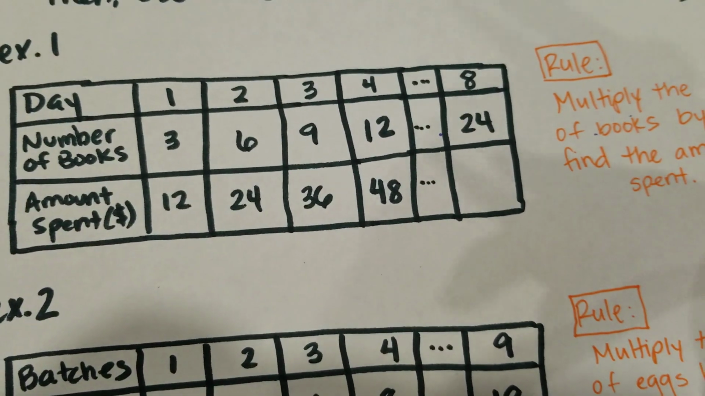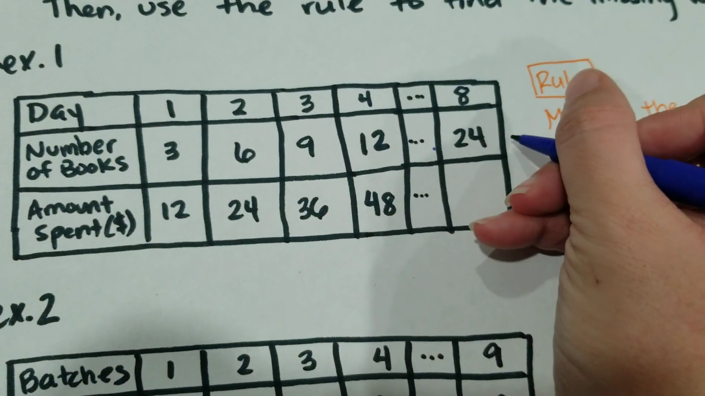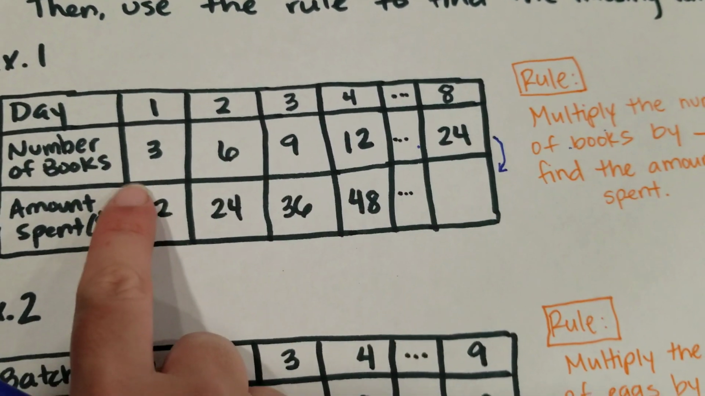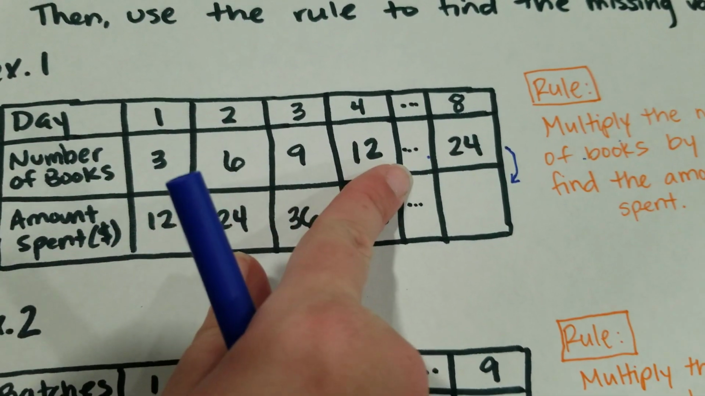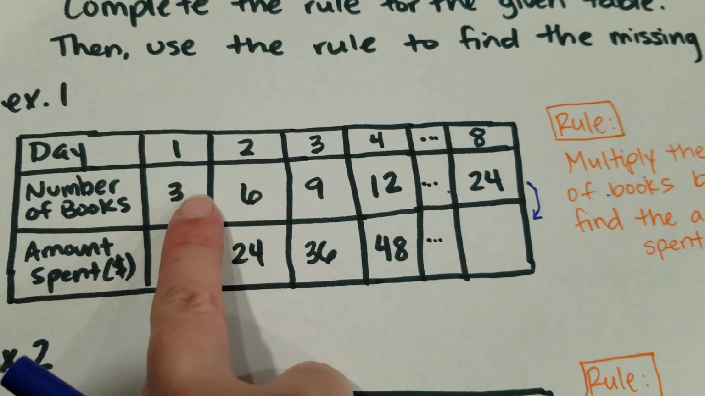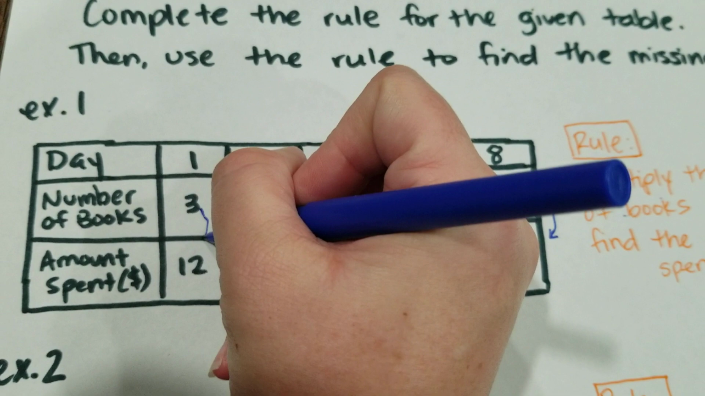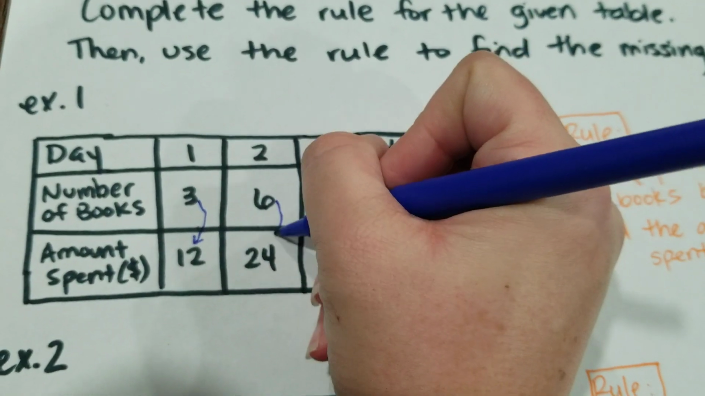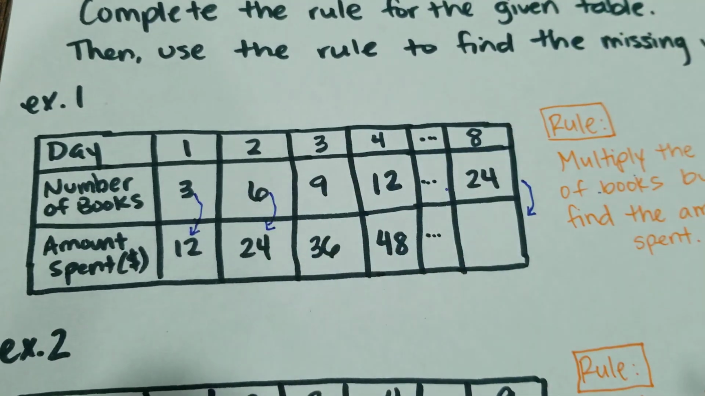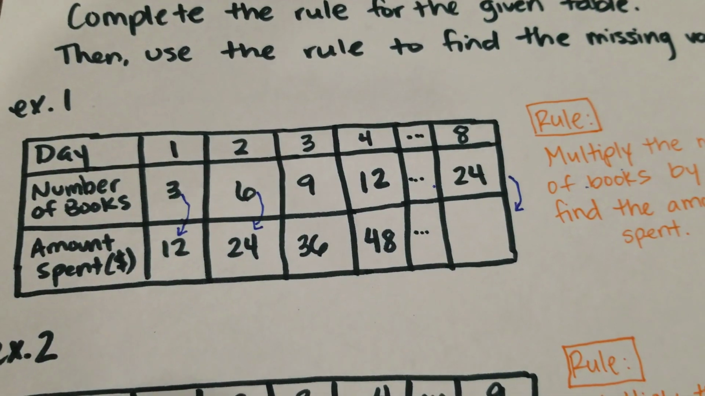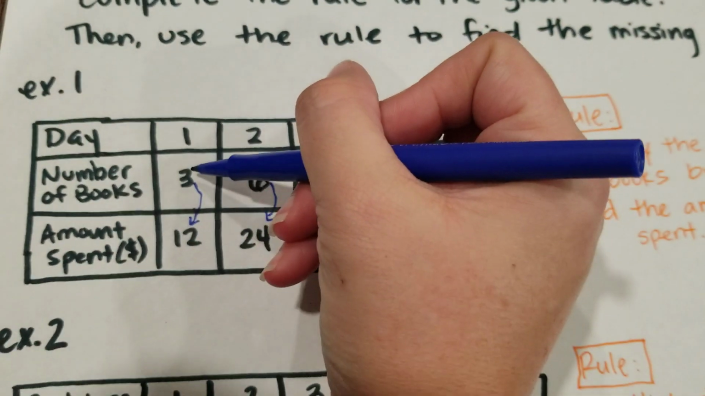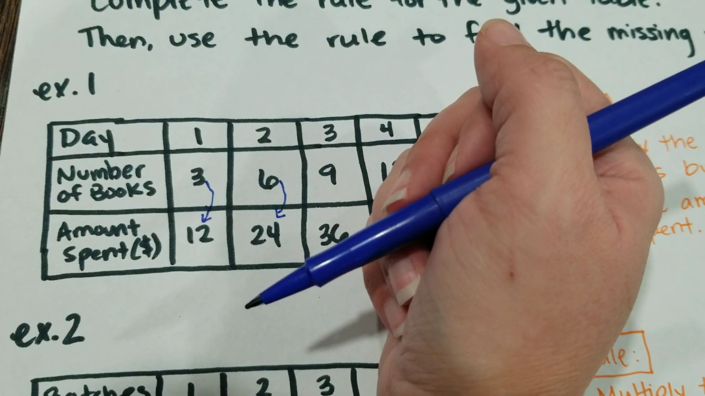We need to find a rule that satisfies how we get from this top number to this bottom number. We can't do add 3 because that only compares the top row. We can't do add 12 because that only compares the bottom row. We want to find this row to this row. So how do I get from 3 to 12? How do I get from 6 to 24? And I want to find the same rule that's going along this whole table to use as my rule.